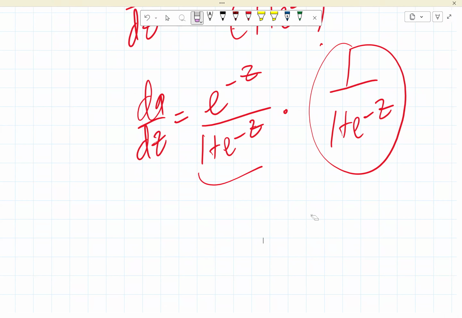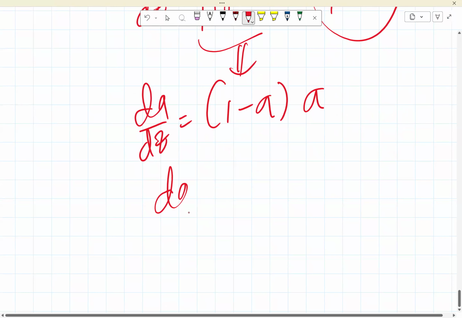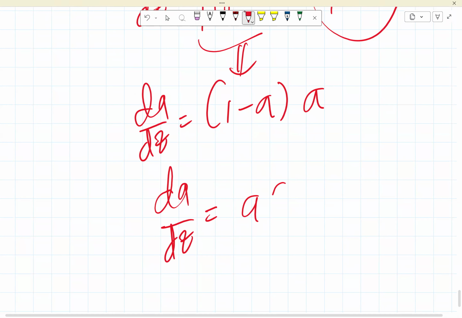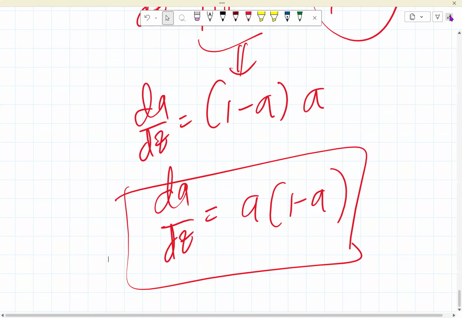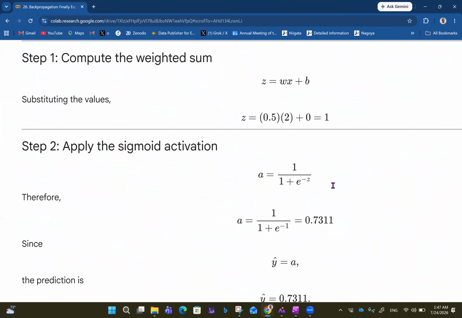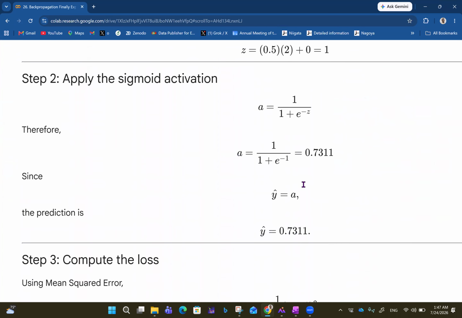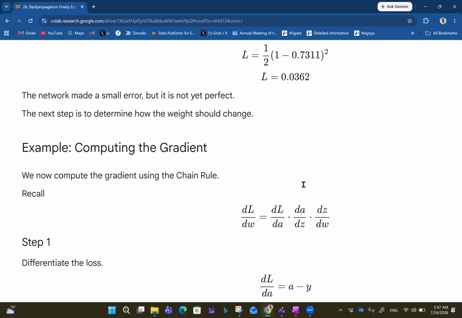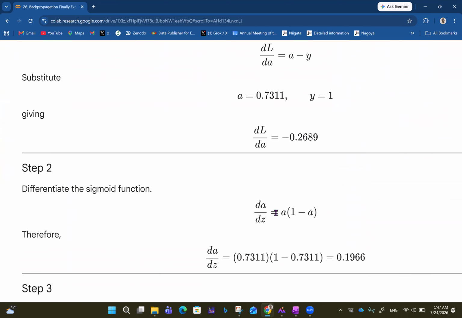So we see that this expression is 1 minus A, and this is A. So we have dA/dz is equal to A into 1 minus A, like this. So that's exactly what we have here. So okay, the loss has been computed. We differentiate the sigmoid function, dA/dz, that's A into 1 minus A.